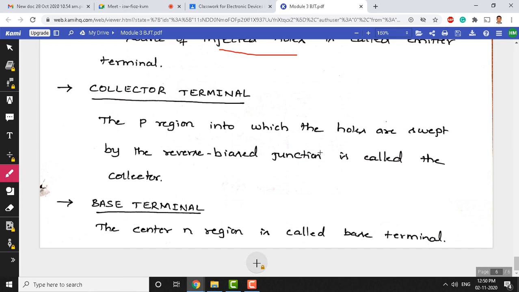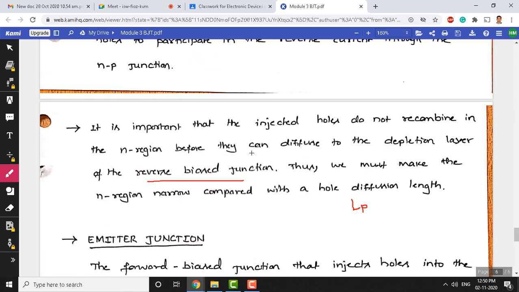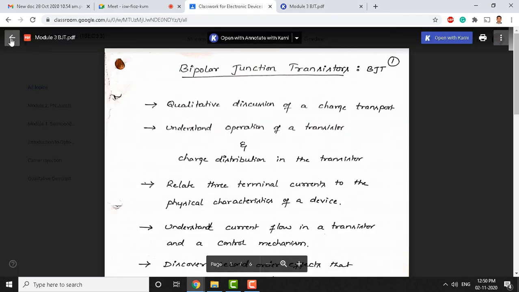So, that is the foundation or fundamentals of the bipolar junction transistor. If you have any questions, I can take them up before we continue to the other points related to the BJT. Any queries or questions?